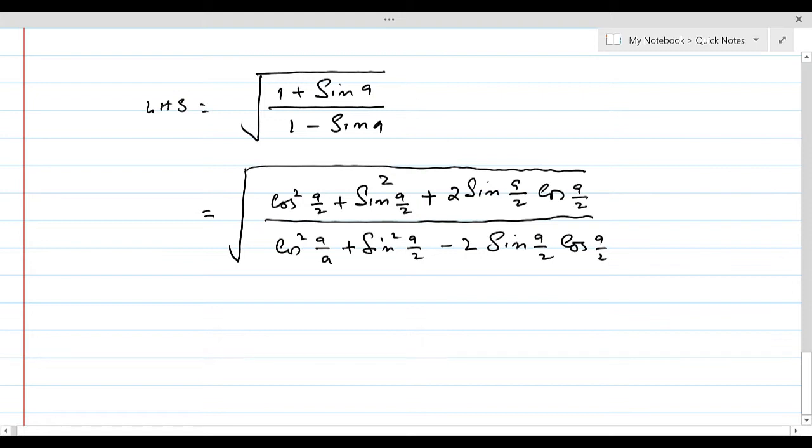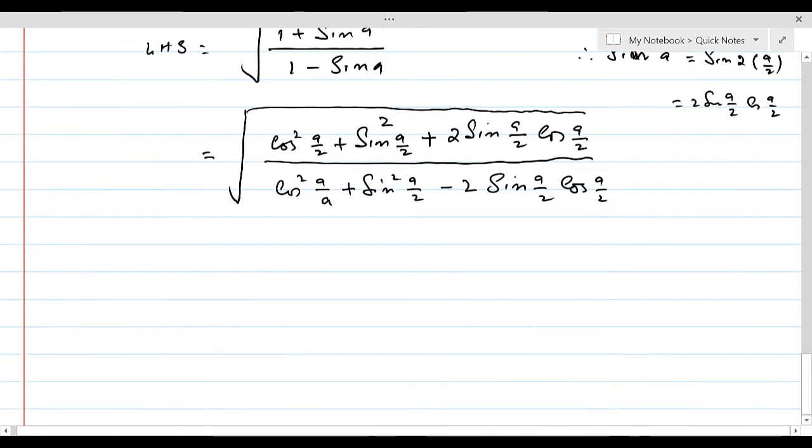And remember that sin A is double the angle: sin 2 times A by 2, and you can apply this formula on this, 2 sin A by 2 cos A by 2. So this is what we have applied here.